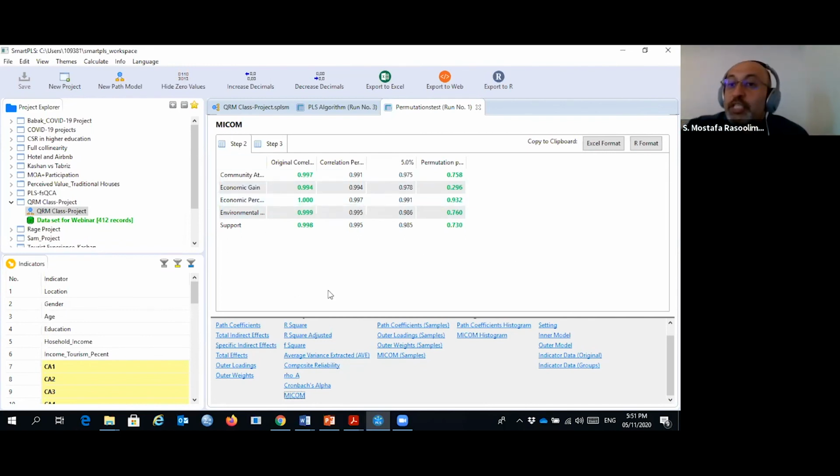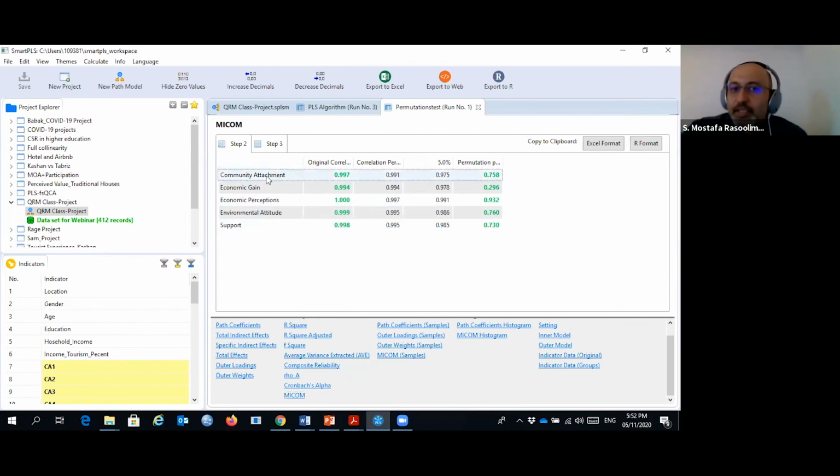Step 2 is compositional invariance. This is correlation, for community attachment, the correlation between male and female, between group 1 and group 2. The correlation is 0.997. The second one is the correlation between economic gain in group 1 and group 2, then perception, environmental attitude, and support. So this is the correlation.